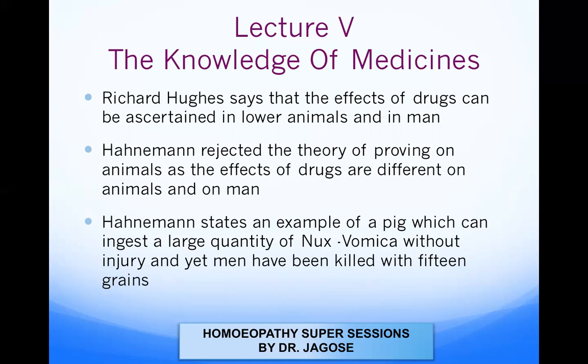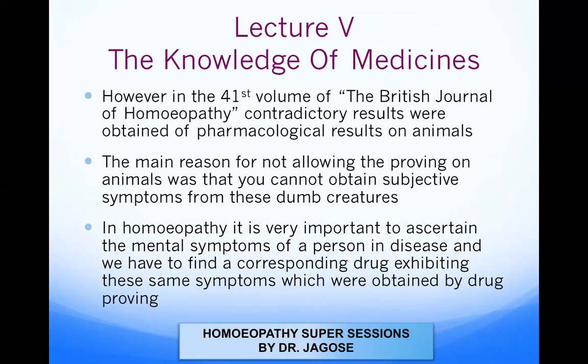A large quantity of nux vomica can be ingested by a pig, whereas if you give only a small amount of 15 grains to a healthy man, you can kill him. Moreover, in the 41st volume of the British Journal of Homeopathy, contradictory results were obtained of pharmacological results on animals. The main reason for not allowing the proving on animals was that you cannot obtain subjective symptoms from these dumb creatures. So naturally, if you prove it on animals, whatever they are feeling, those symptoms cannot be obtained. Why? Because they are dumb creatures.